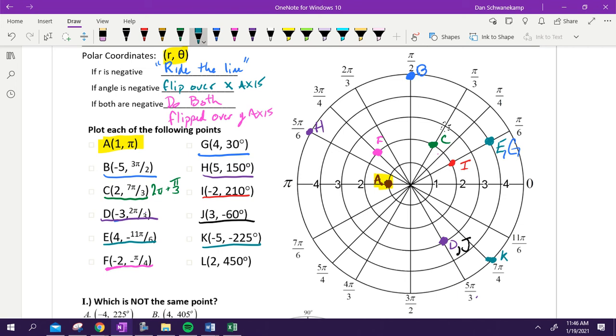Or you could just say if I started here, flip over the y-axis. I'd rather just ride the line and then flip again, but it's up to you. And then L is (2, 450°), that's too big. Subtract out 360. It is (2, 90°). It is right here. Questions on how we graph those points? Pretty straightforward.